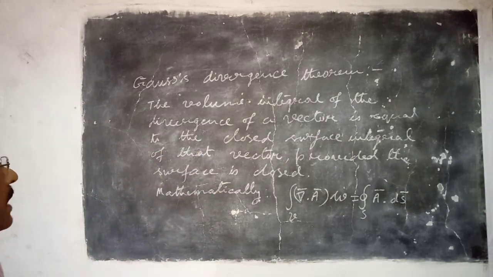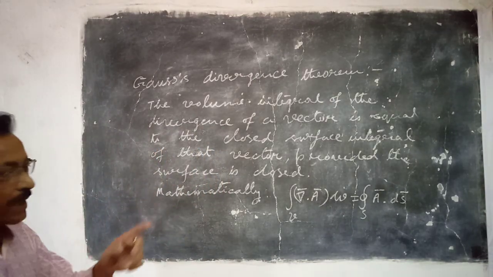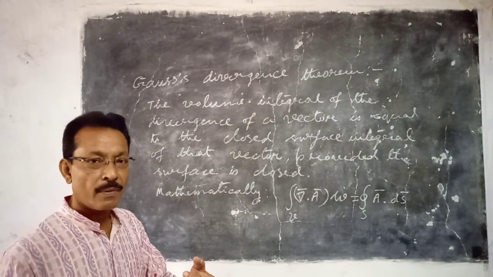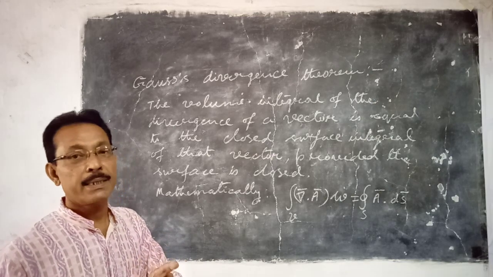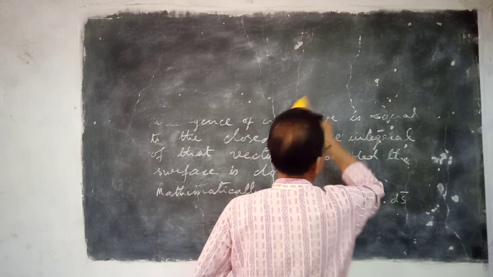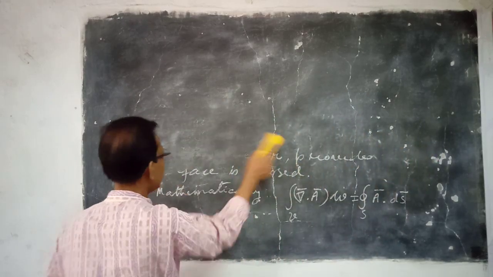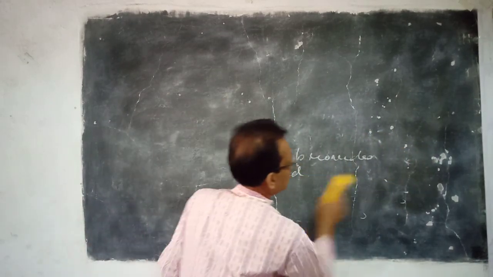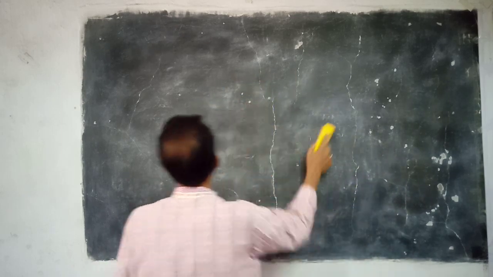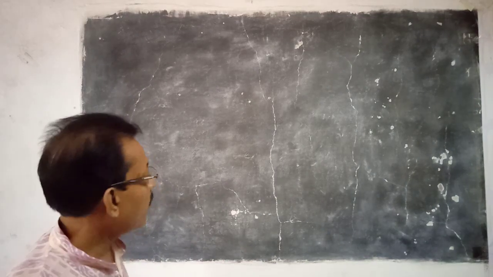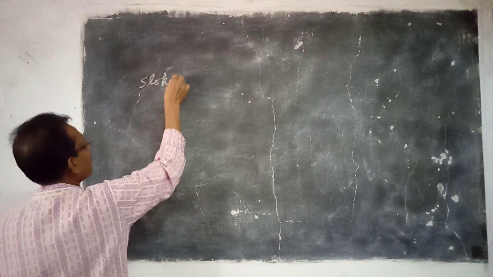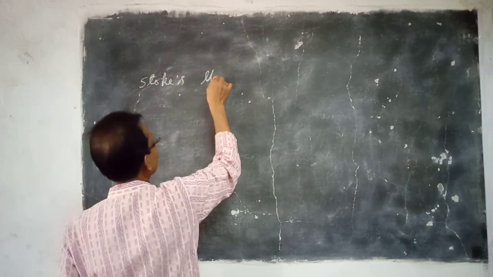Now another theorem is there called the Stokes theorem, which relates a closed line integral to a surface integral, provided in that case that the surface is open, not a closed surface. Therefore the second theorem, which we shall apply to convert the Maxwell's equation into its equivalent differential form, is Stokes theorem.